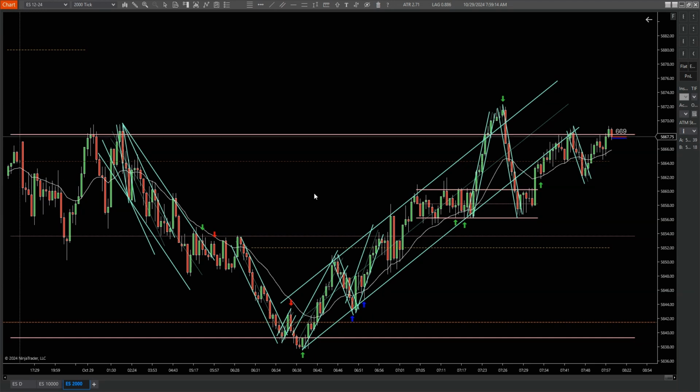So I am going to show you some of the trading setups today. Today was kind of an interesting day so far. It's basically a big range, and it is October 29th, 2024. So you can look here at the 2000 tick chart. This is the overnight over here.